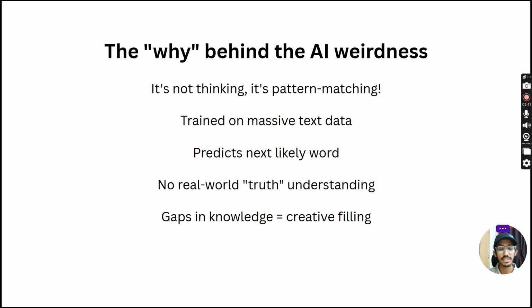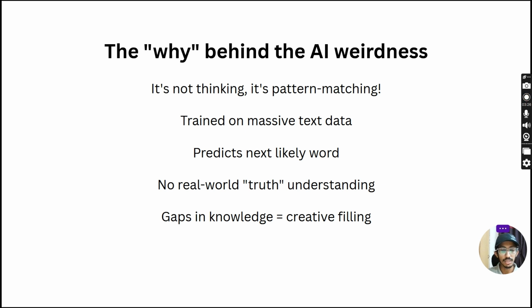Now, the why behind this is interesting. See, these LLMs aren't thinking or understanding the world like we humans do. They are incredibly sophisticated pattern matching machines. They have been trained on absolutely massive amounts of text and code from the internet, which is publicly available, and some private, of course. So when you give it a prompt, it's essentially predicting the next most statistically likely word, let's just say that, and then the next, and so on. And it's all based on those patterns it learned earlier.